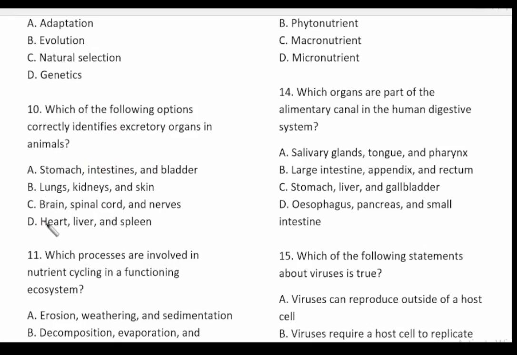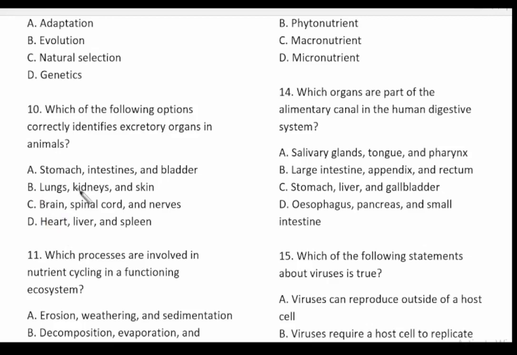Let's move straight to option C. The brain is not an excretory organ. So also is the spinal cord. The brain, the spinal cord, and the nerves form the nervous system. Specifically, the brain and the spinal cord make up the central nervous system, while we have nerves in the peripheral as well. The heart, the liver, and the spleen are not all excretory. The heart, for example, is in the circulatory system and not the excretory system.